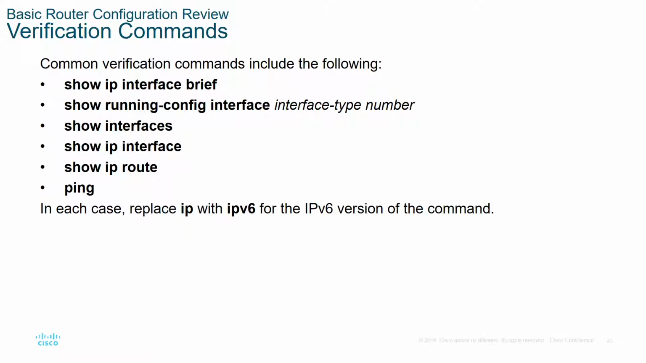For IP version 6, as it says, you can simply replace ip with ipv6, and that will give you the version of the command for IP version 6.